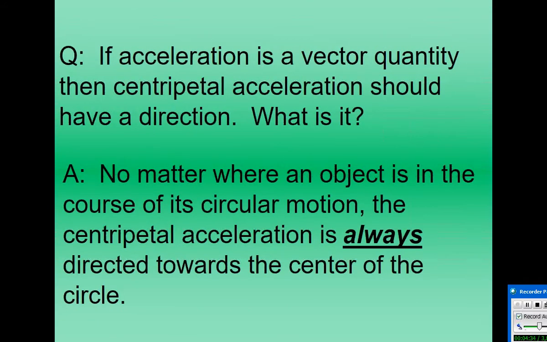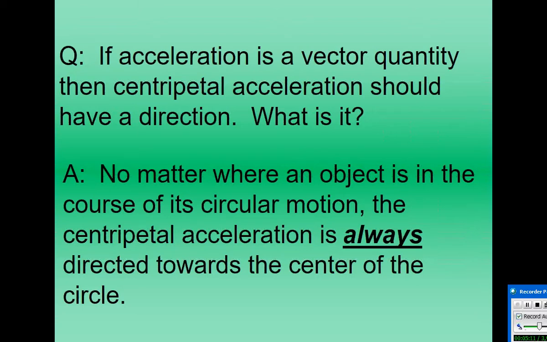Now, acceleration, as we have stated time and time again, is a vector quantity, meaning it has both a magnitude and a direction. The magnitude is v squared over r. What's the direction? And the answer is towards the center of the circle. No matter where the object is in that circular path, if I were to draw an arrow representing the centripetal acceleration, that arrow would always extend from the object towards the center of the circle.